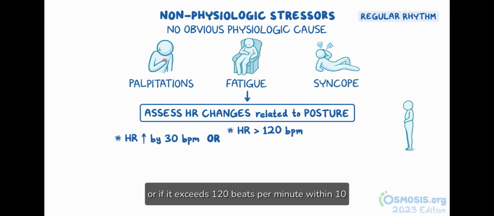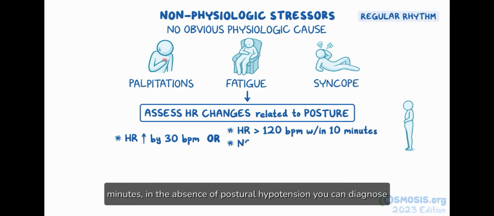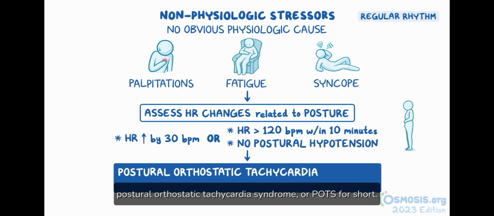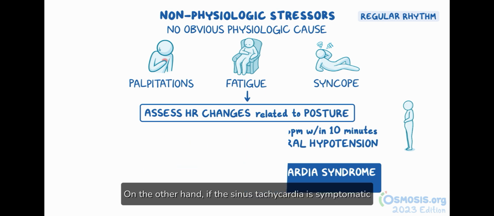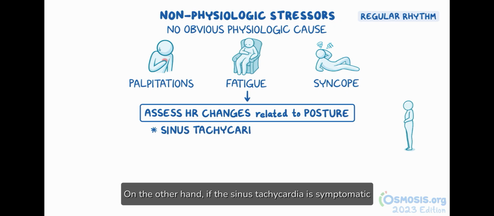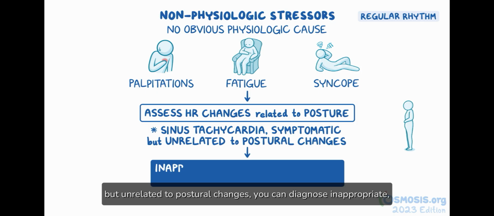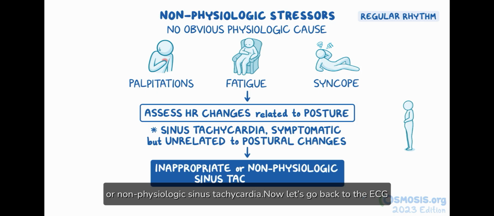120 beats per minute within 10 minutes, in the absence of postural hypotension, you can diagnose postural orthostatic tachycardia syndrome, or POTS for short. On the other hand, if the sinus tachycardia is symptomatic but unrelated to postural changes, you can diagnose inappropriate or non-physiologic sinus tachycardia.